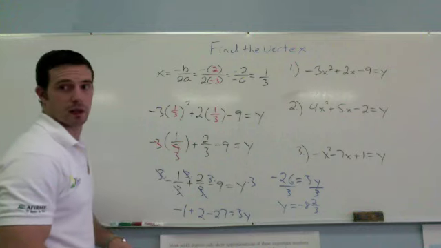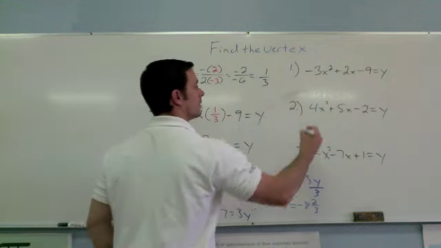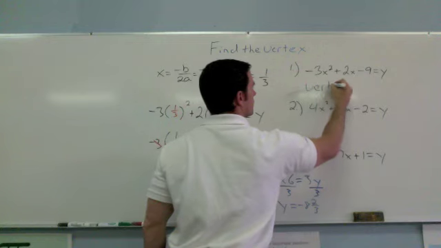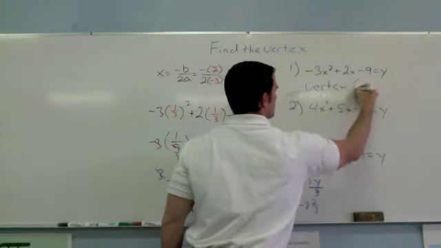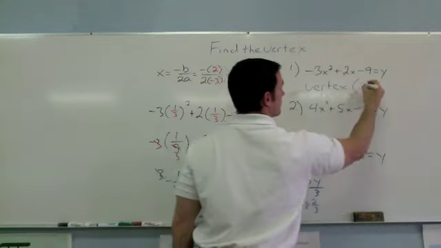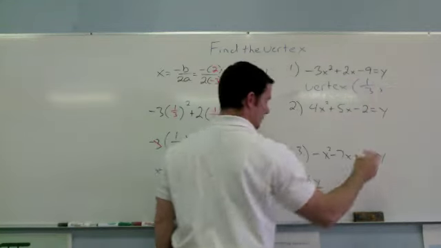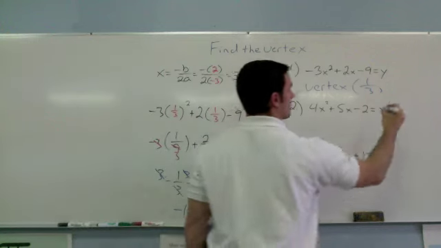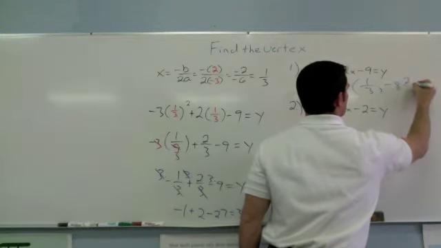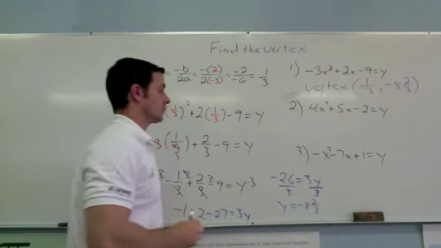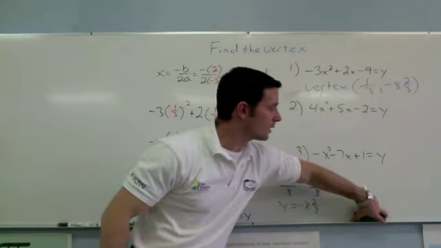So my vertex then, for my first one, one-third and negative 8 and 2/3. Let's try the second one.